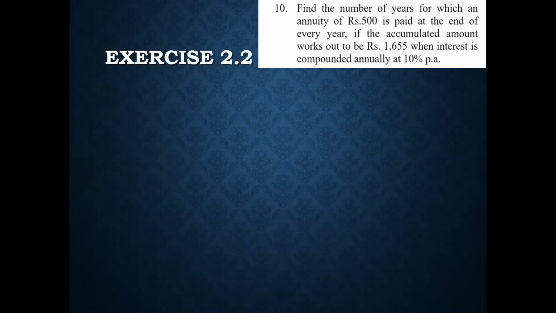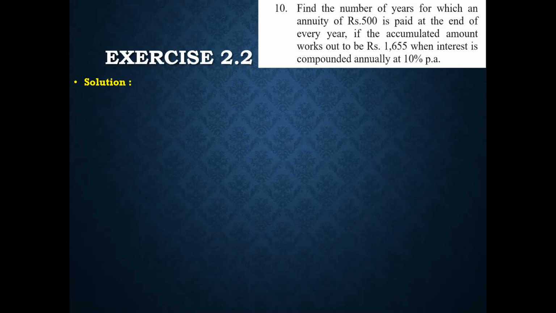Find the number of years for which an annuity of rupees 500 is paid at the end of every year if the accumulated amount works out to be 1655, where interest is compounded annually at 10% per annum. So now you have to find the number of years, that is n. Again, it is an immediate annuity which is given. It is not mentioned directly.